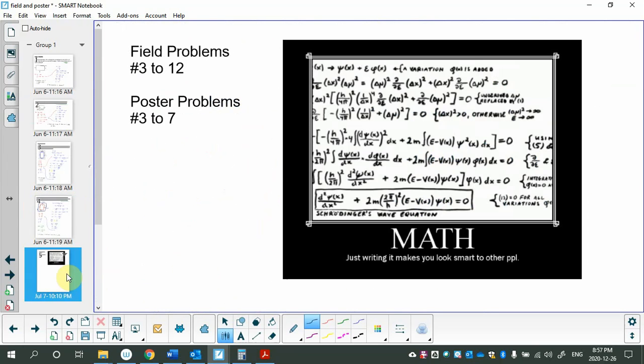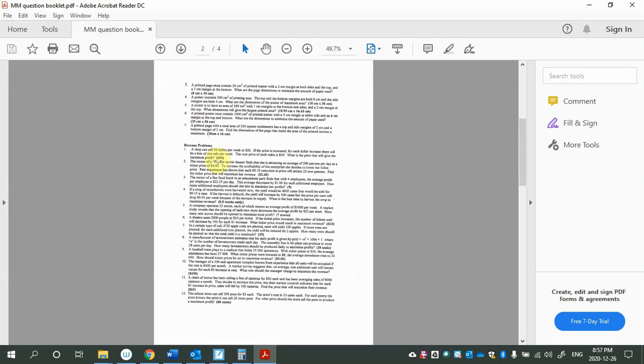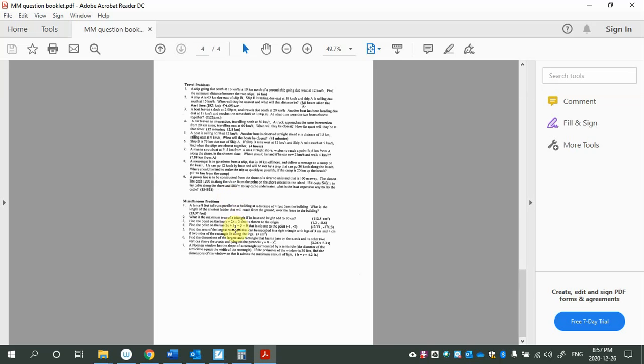All right, booklet. That's funny too. Field problems, number 3 to 12. Poster problems, 7 to 12. So because I have it out, number problems are here, field problems are here, poster problems. Revenue problems, three-dimensional box problems, travel problems, miscellaneous.